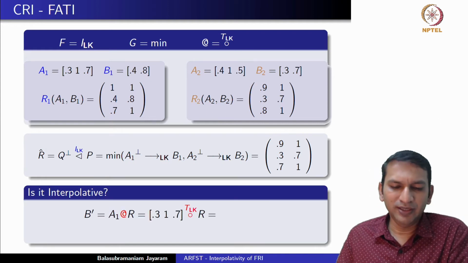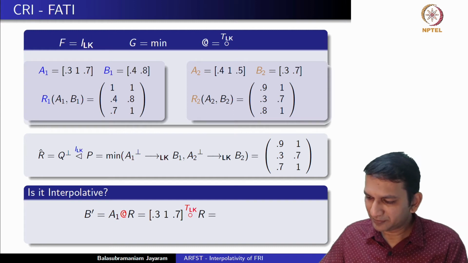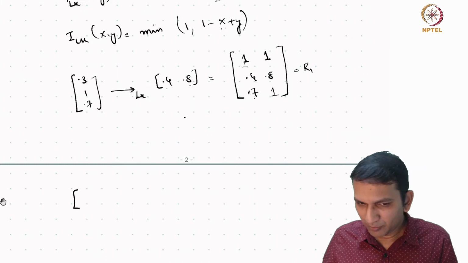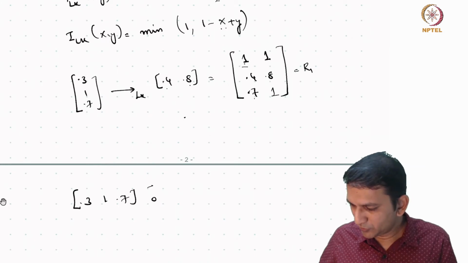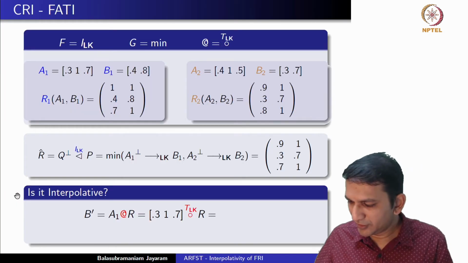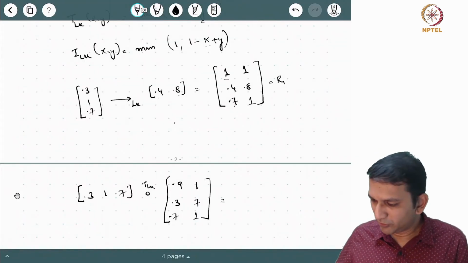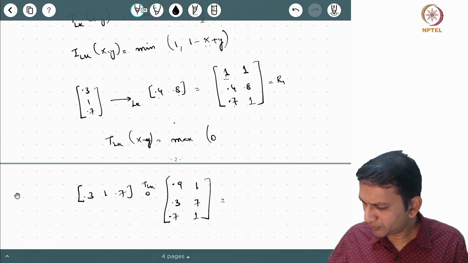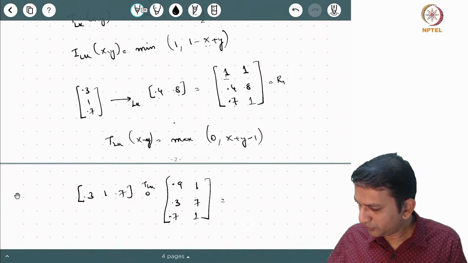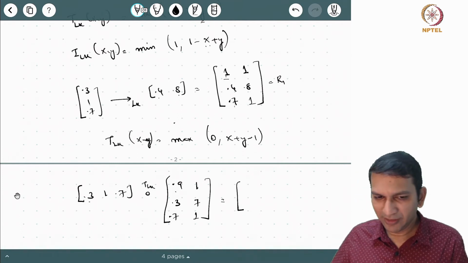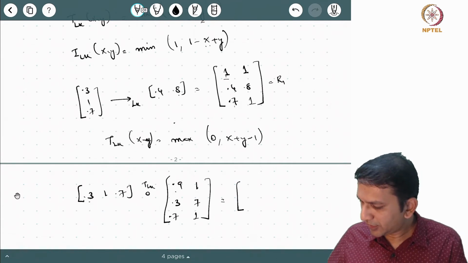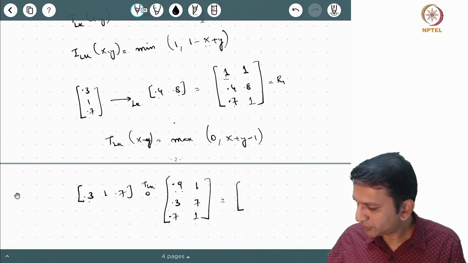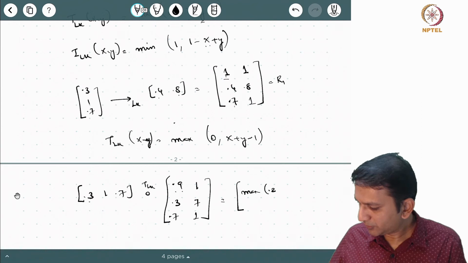Is it interpolative? Let's look at it. So we have this R here, 0.3, 1, 0.7 composed with R. The R that we are going to consider is 0.9, 1, 0.3, 7, 0.7, 1. So note that the Lukasiewicz T-norm is max of 0, x plus y minus 1. So now when you look at this, what we have is 0.3 and 0.9. So add them up and remove 1. So it is max of 0.2, 1, 0.3 is 0.3, 0.7 is 0.4.